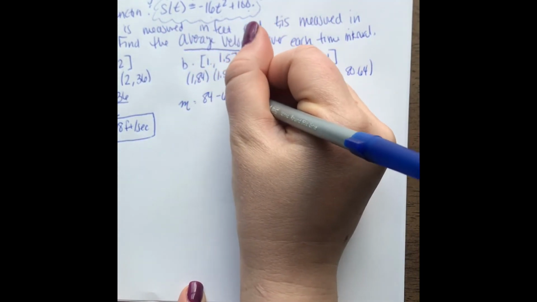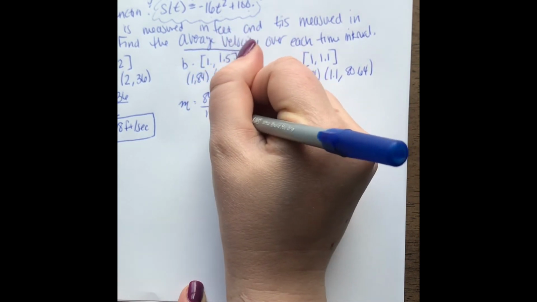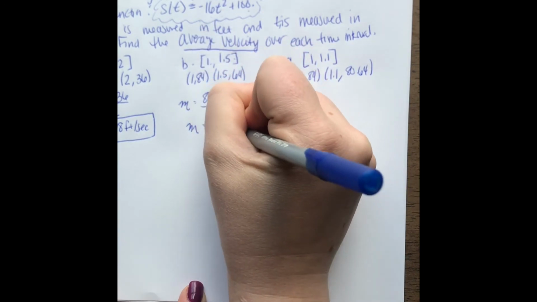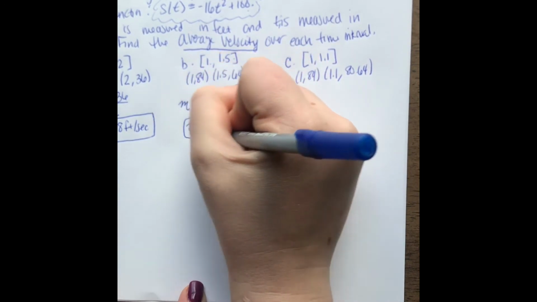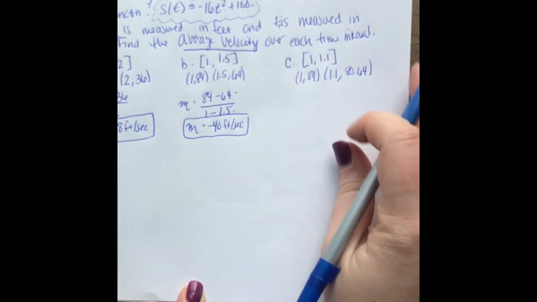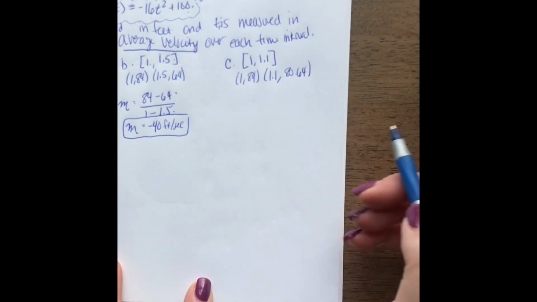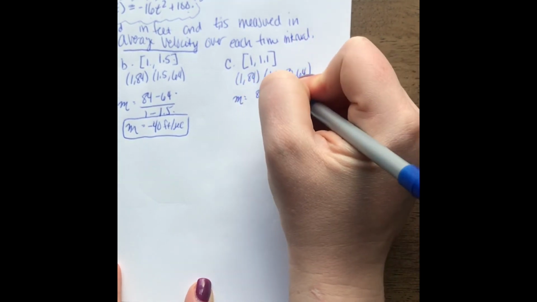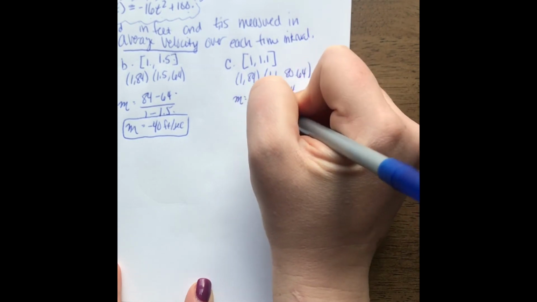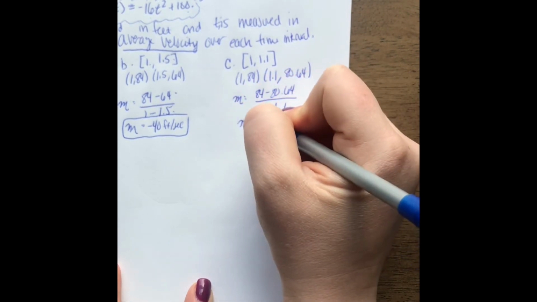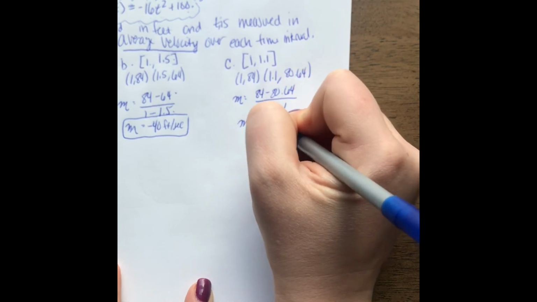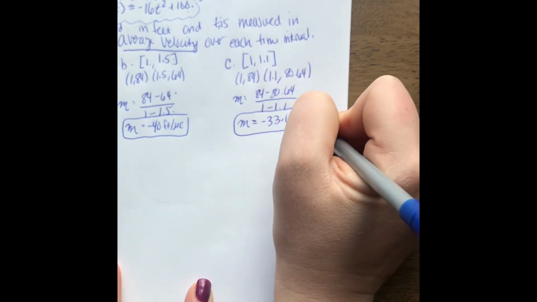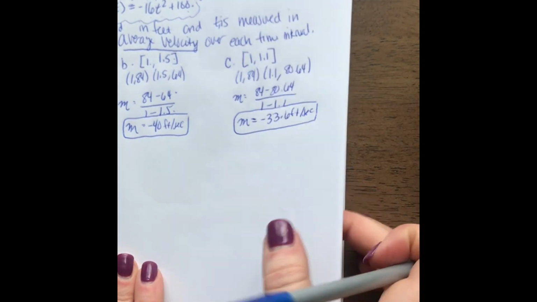The slope for this one, 84 minus 64 over 1 minus 1.5. The slope is equal to negative 40 feet per second. 20 divided by negative 0.5, negative 40 feet per second. And the last one, 84 minus 80.64 over 1 minus 1.1. Your slope is equal to negative 33.6 feet per second. So at those time intervals, those are the average speeds of the billiard ball.